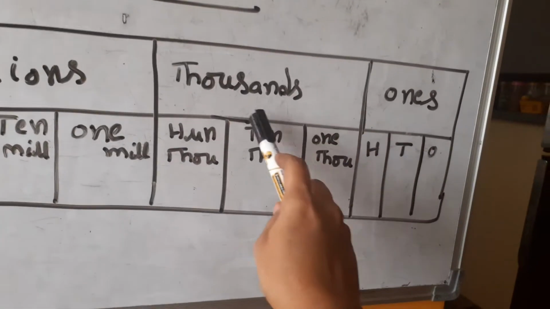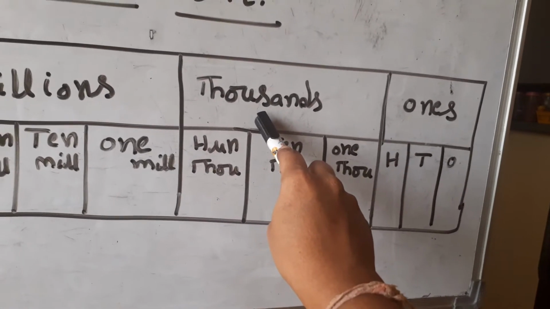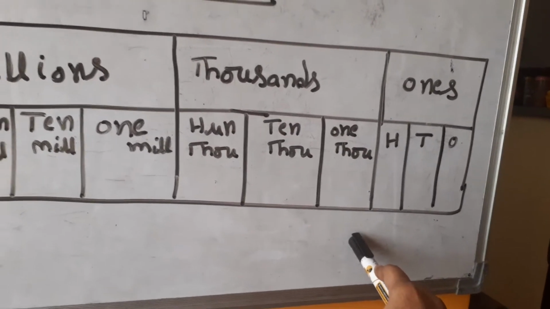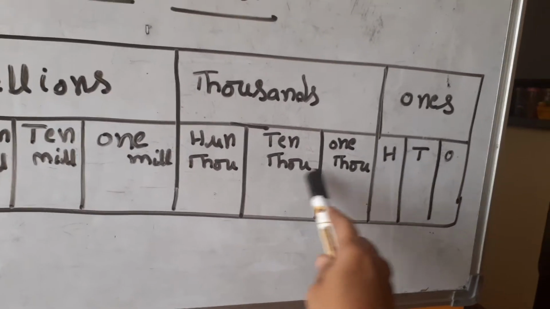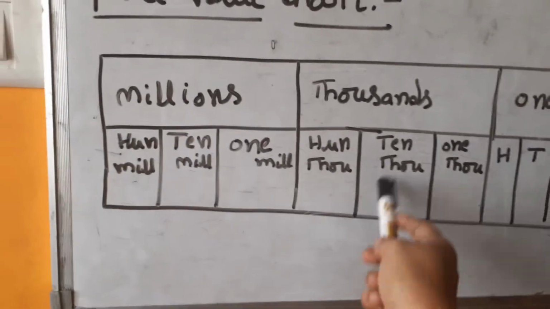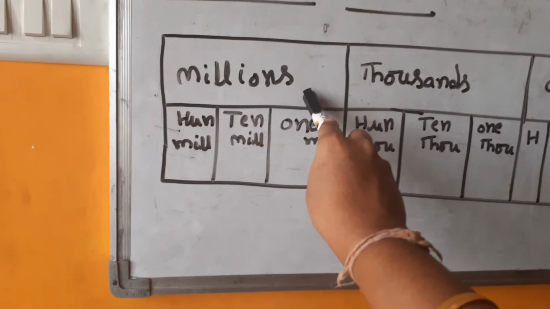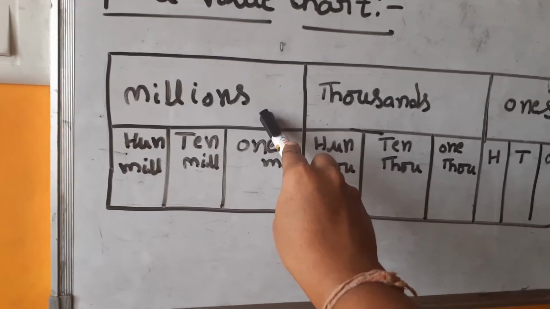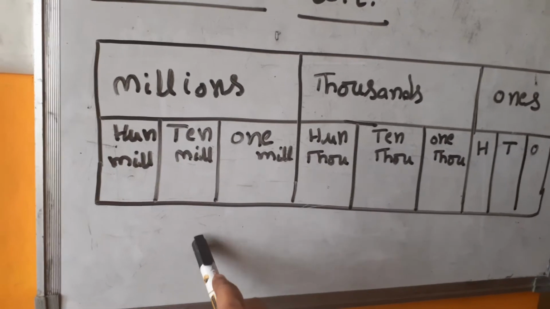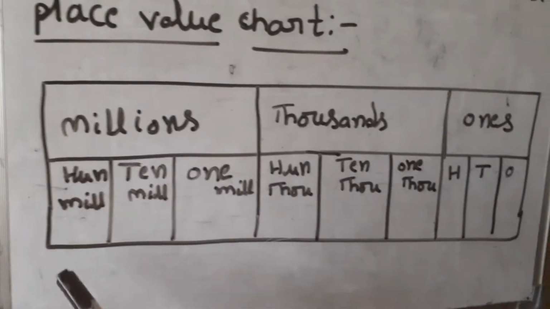Next, coming to the thousands place. The thousands place also consists of 3 digits: first 1,000, second 10,000, third 100,000. Next comes the millions place. The millions place also consists of 3 digits: 1 million, 10 million, 100 million. So this is the concept.